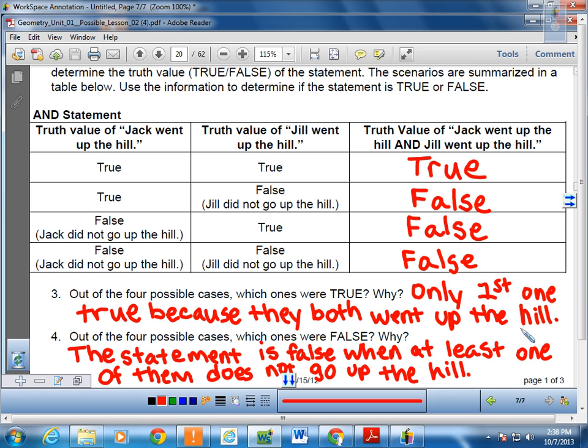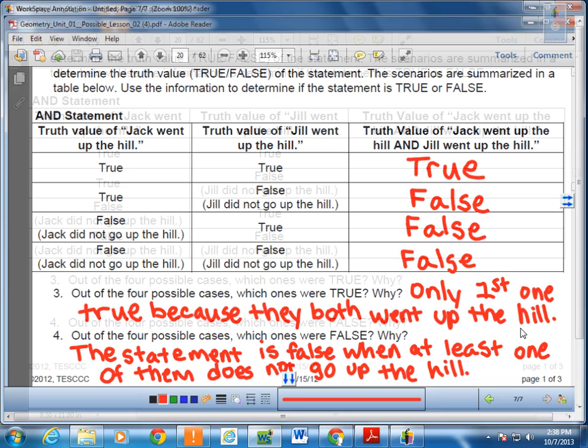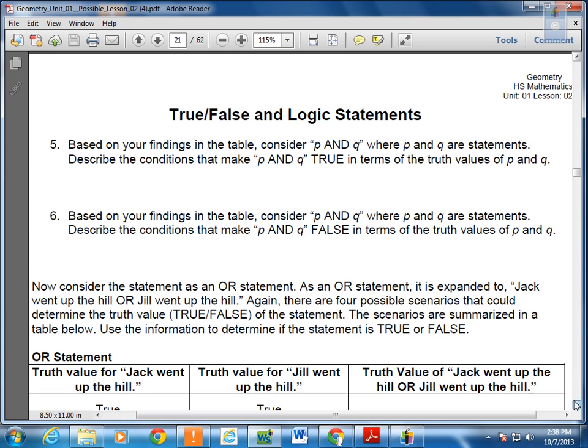All right, moving on to number 5. Based on your findings in the table, consider P and Q, where P and Q are statements. Describe the conditions that make P and Q true in terms of the truth values of P and Q. P and Q is true if both statements P and Q are true.